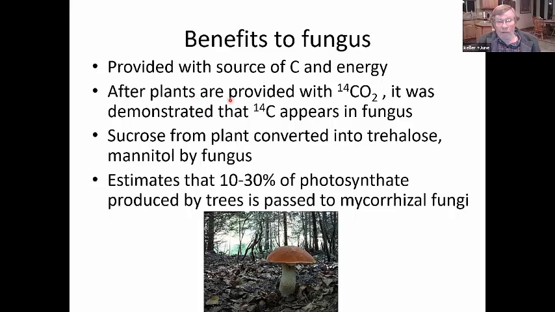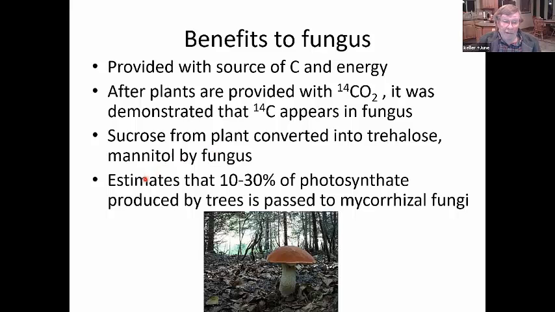And it's been shown that if you provide plants with labeled carbon dioxide that's taken up and made into sugars via photosynthesis, that radioactive carbon then is going to appear in the fungus. The sucrose, which is the common disaccharide that plants make, once it gets into the fungus, is converted by the fungus into another disaccharide, trehalose, or a sugar alcohol, mannitol. And the fungus does this because those things can't go back into the plant. So the plant can't get those things back once they're taken up by the fungus.